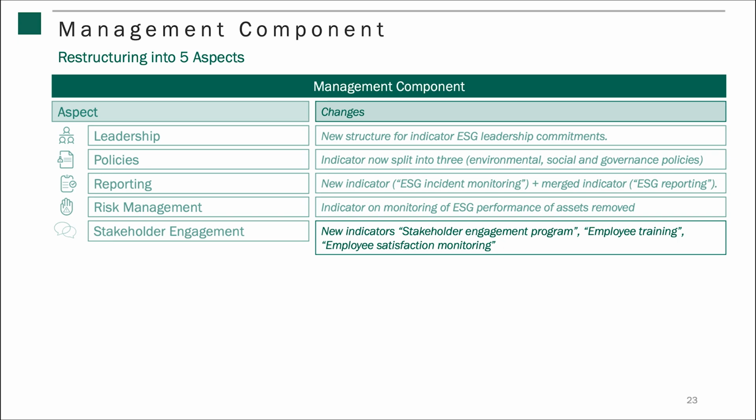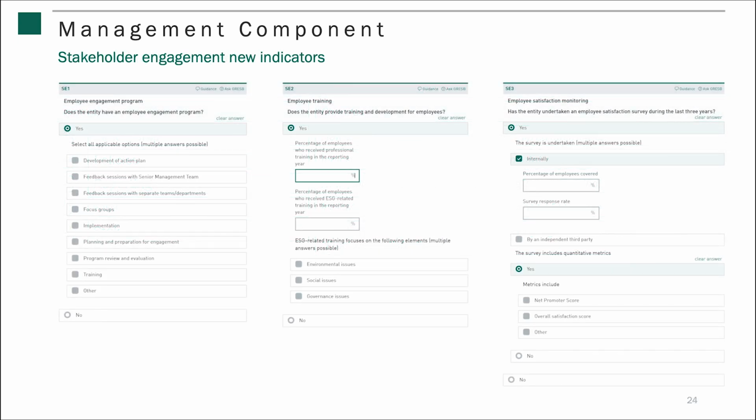The 5th and final aspect in the management component is on stakeholder engagement. The indicator inclusion and diversity, which was introduced in 2019, is now scored, and 3 indicators were added. These new indicators are Employee Engagement Program, Employee Training, and Employee Satisfaction Monitoring. These indicators will not be scored in 2020.